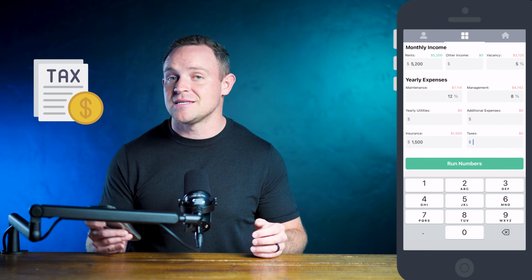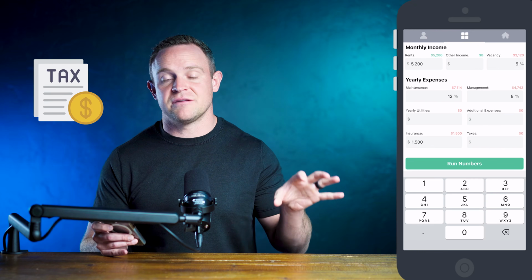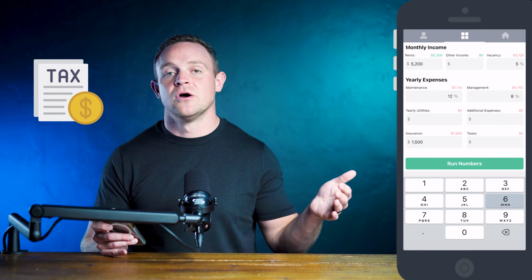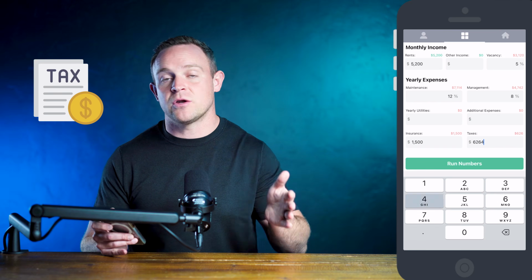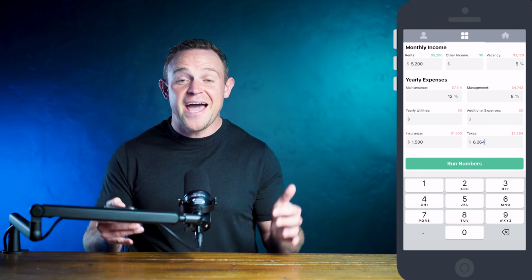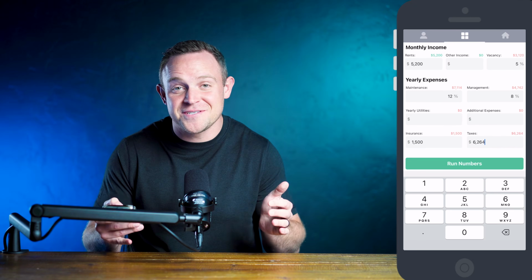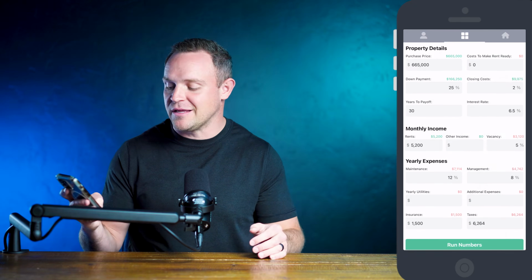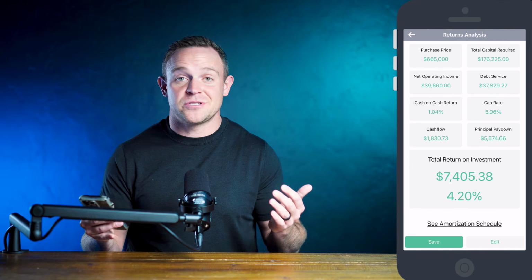For the taxes, you can find those on the listing. And if they're not mentioned, you can ask the realtor, or you can hop on to the county website. And that's usually pretty easy to track down if you have the address. Now, once we have all the numbers, this is the fun part. You get to click Run Numbers and see what your returns look like.